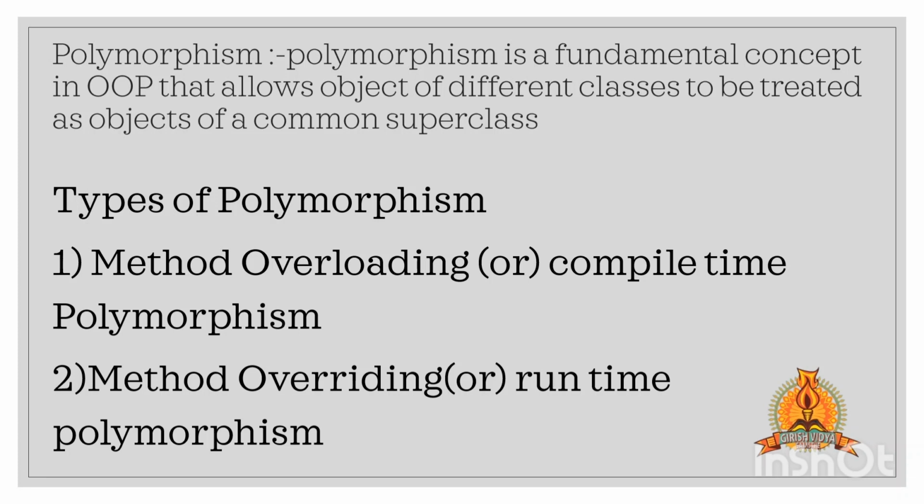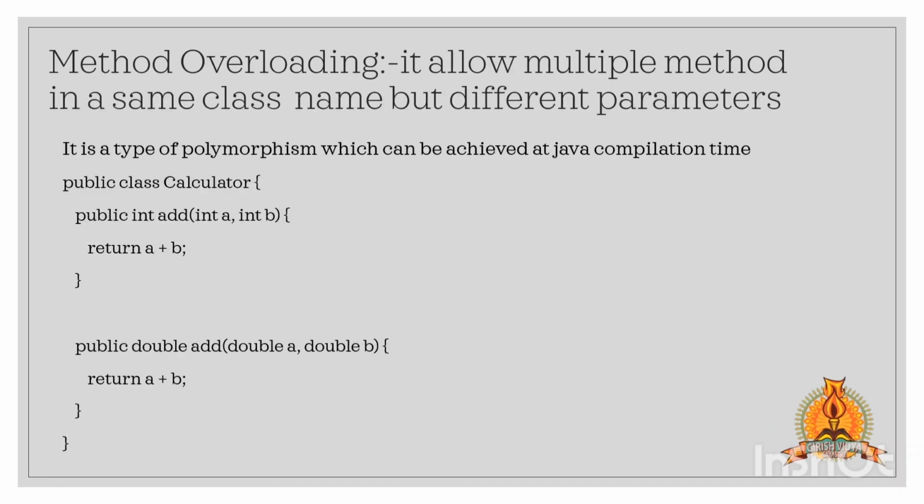So this is nothing but polymorphism, and the types of polymorphism are method overloading and method overriding. Method overloading is a compile-time polymorphism. Method overriding means runtime polymorphism. The definition of method overloading is that it allows multiple methods in the same class but with different parameters. It is a type of polymorphism which can be achieved at Java compile time. So it is one of the types of polymorphism achieved only at compilation time. It will allow different methods in the same class but with different parameters.